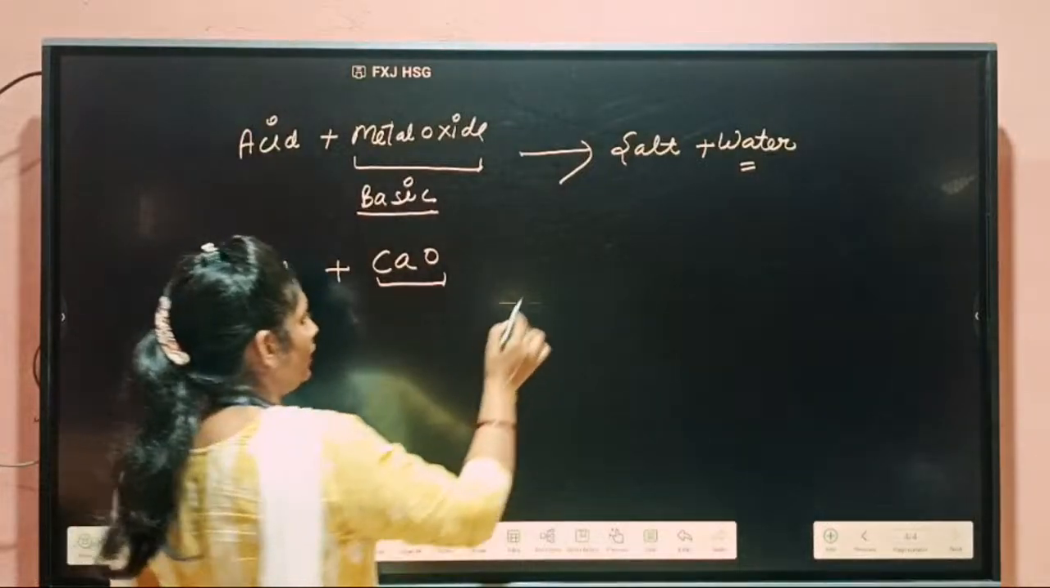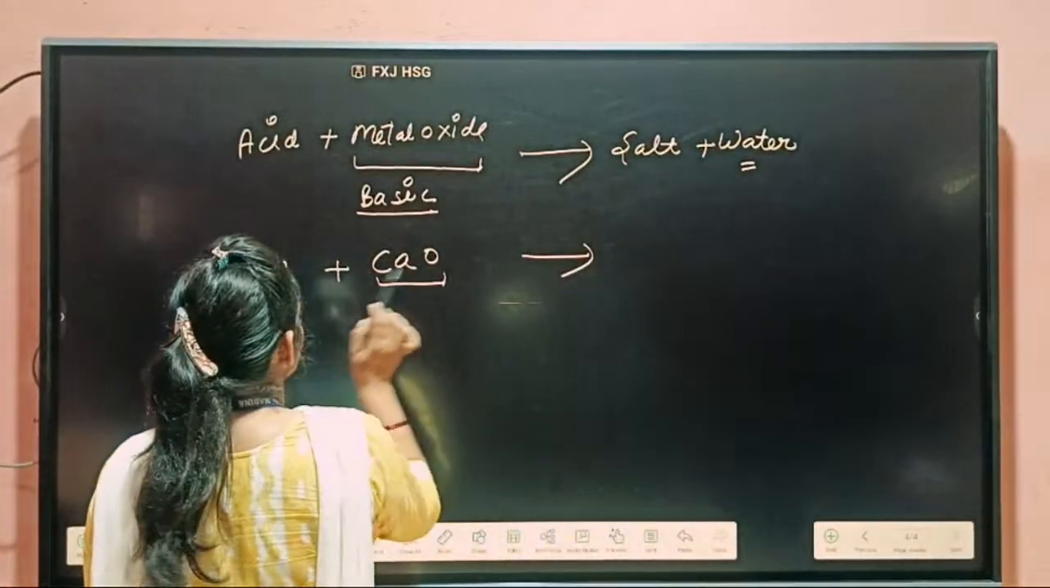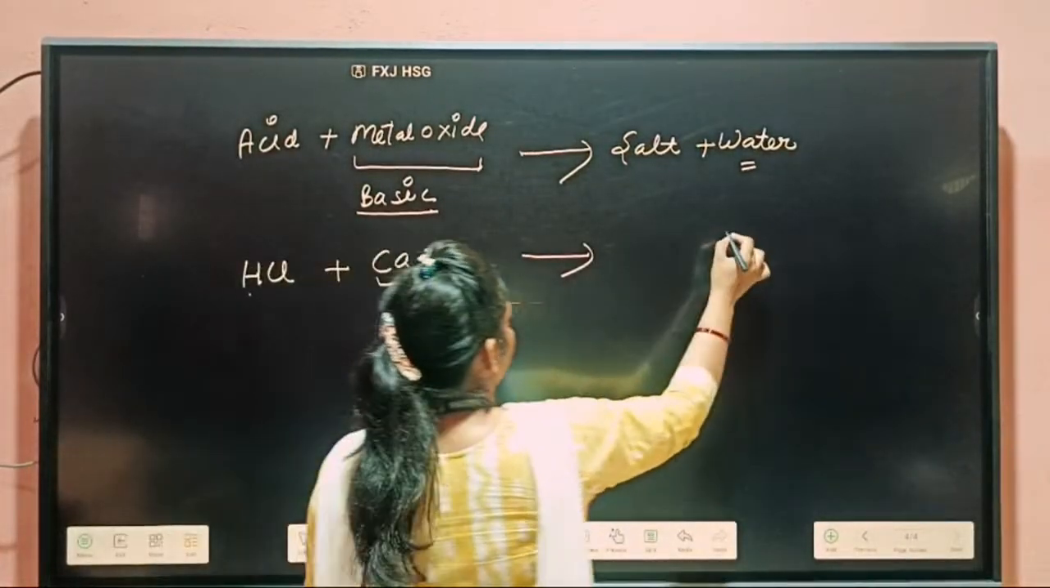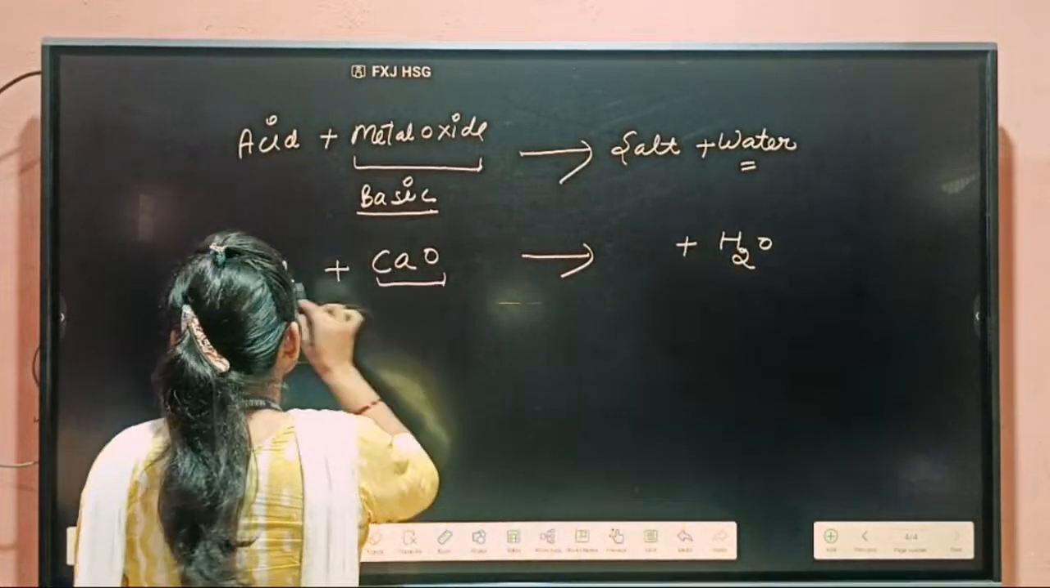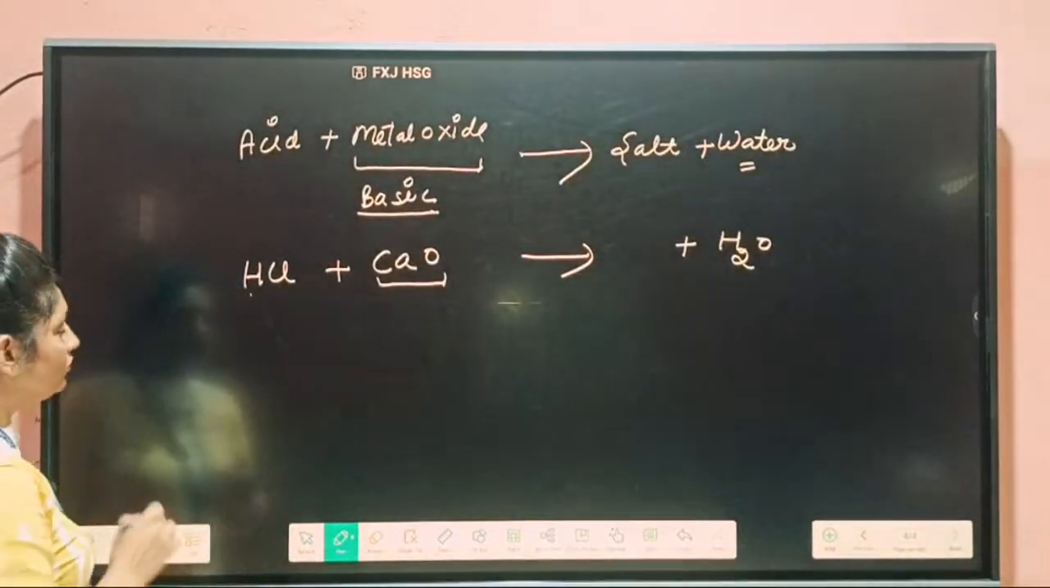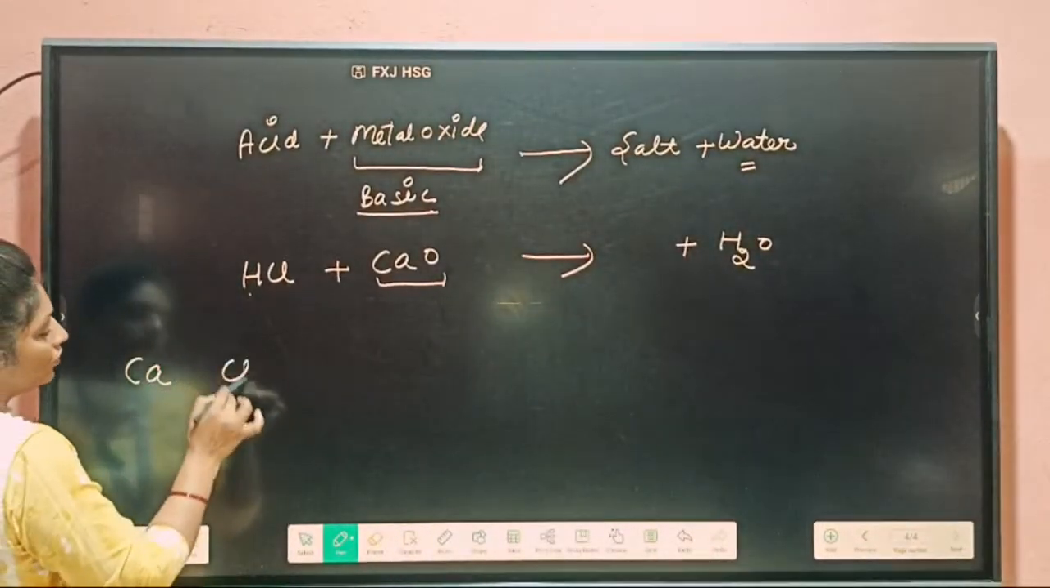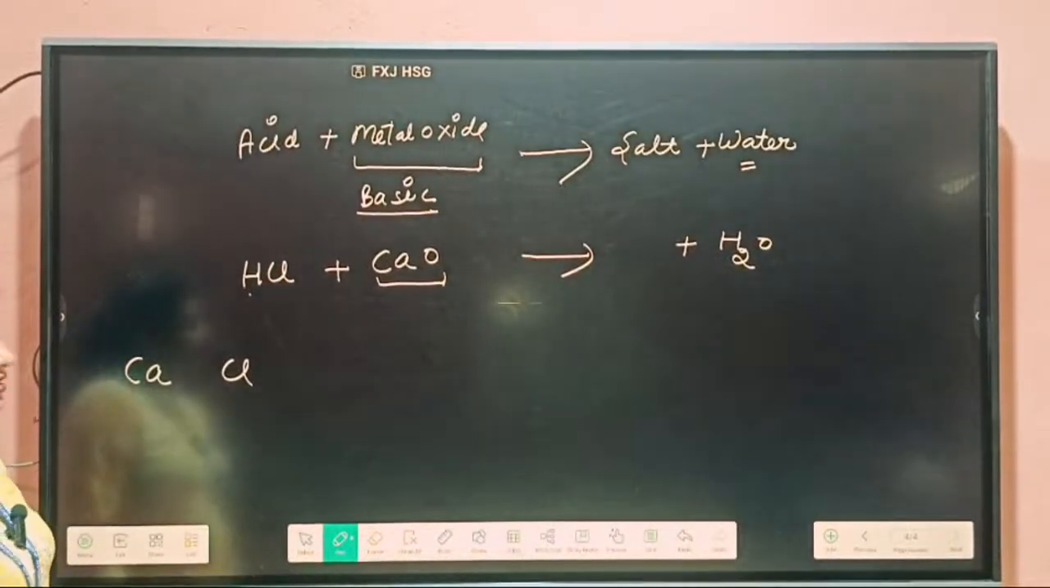Then students, what will happen? They will give H and O, H2O, water, plus calcium and chlorine. They can give calcium chloride. And students, do you know the formula of calcium chloride?